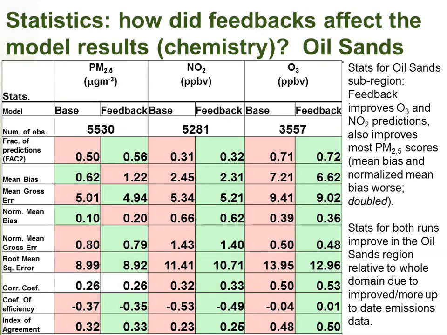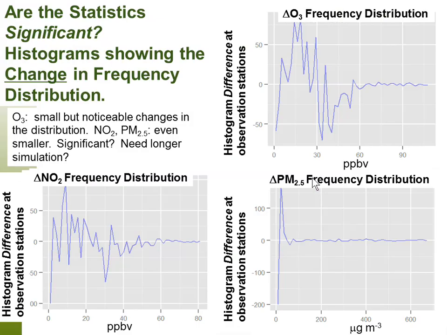When we zoomed in on the oil sands, where we've got better emissions data and also a number of stations that are close by, that seemed to actually improve some of the PM 2.5 as well. But the ozone and the NO2 are across the board a lot better now. And these are sometimes fairly significant differences in the ozone performance of the model. So the model is actually working better when we include the feedbacks.